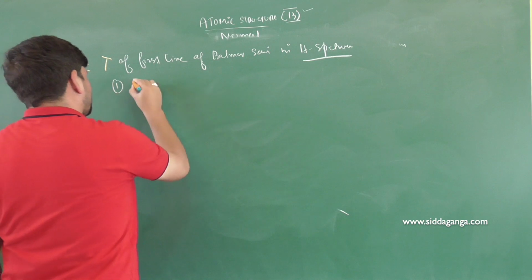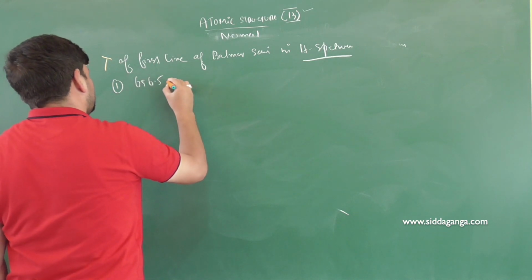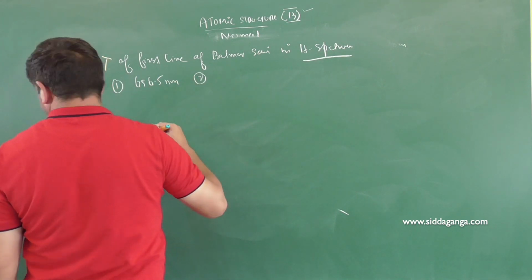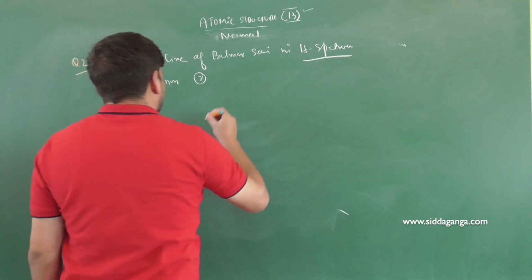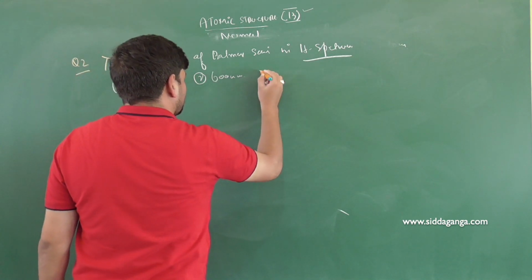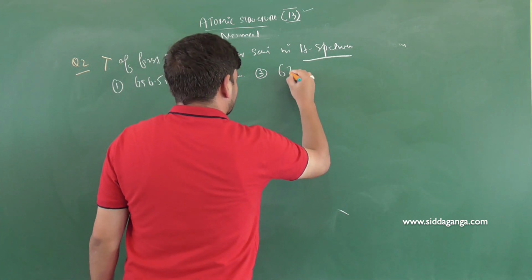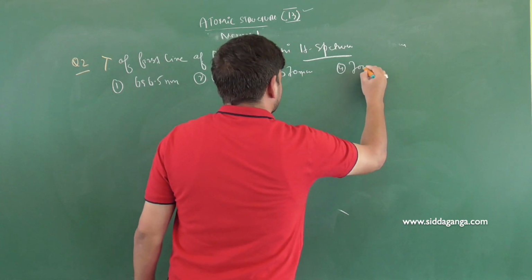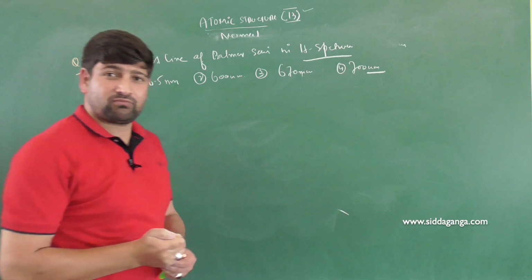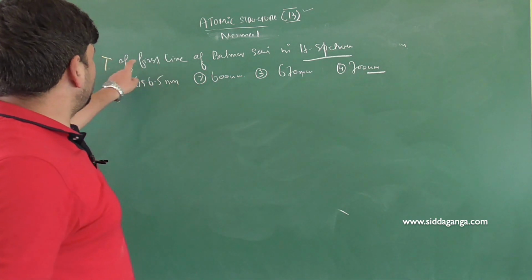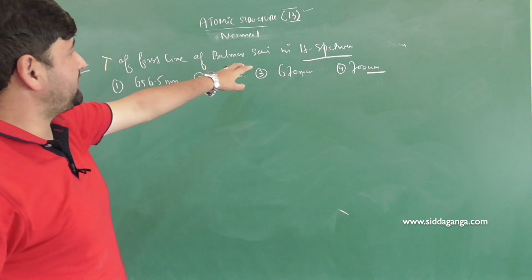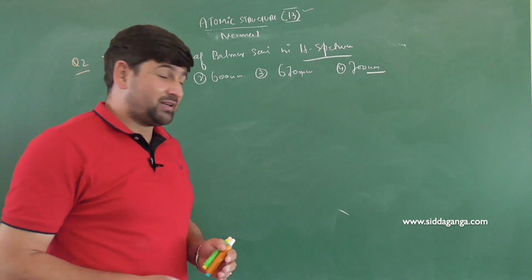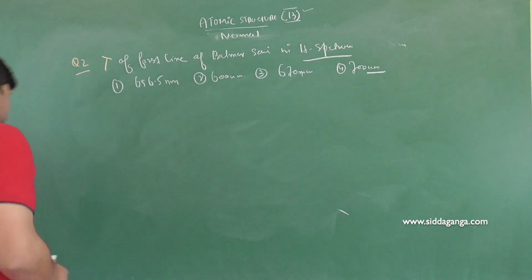Your options are 656.5 nanometers, option 2 600 nanometers, option 3 670 nanometers, and option 4 700 nanometers. This is the question. The question is lambda, the wavelength of the first line of Balmer series in hydrogen spectrum. First line of which series? Balmer series in hydrogen spectrum. So let us see and solve this question, children.